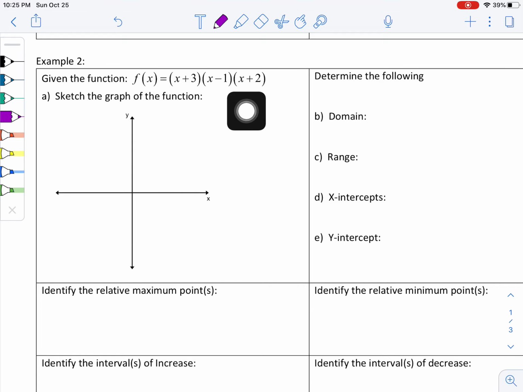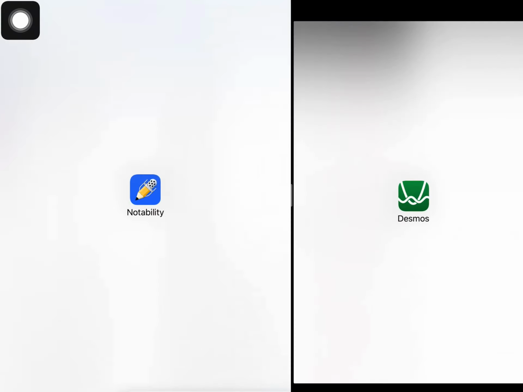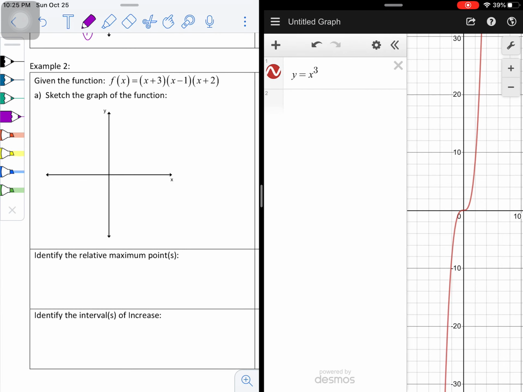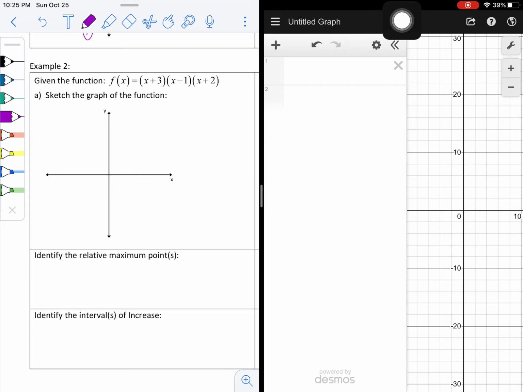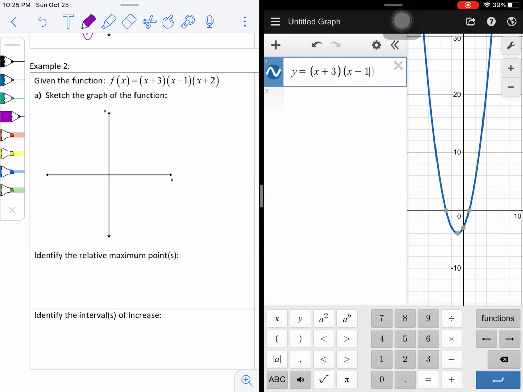So I'm going to take this and I am absolutely going to throw this into Desmos and see what we end up with. So let me go ahead and split screen here. And this time I'm going to leave Desmos up because we're actually going to use it a lot more. So I'm going to eliminate the equation I had before, just hit the little X button here. All right. So y is the same thing as f of x equals x plus 3 times x minus 1 times x plus 2.